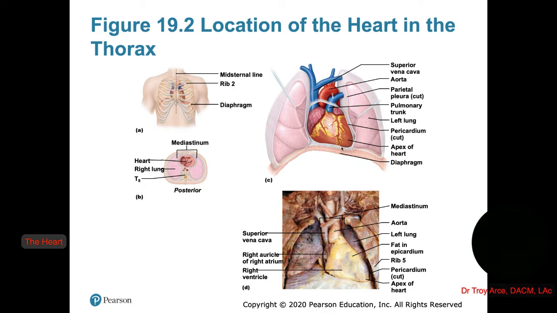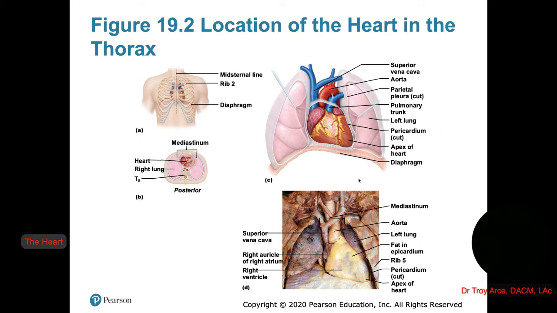As you can see down below, the autopsy picture shows the fat in the epicardium and the apex of the heart, again, resting on the diaphragm portion. The aorta comes out, the aortic arch. You can actually see your left lung and your right lung, your superior vena cava. And you can't really see your inferior vena cava. It's cut off right through there. But let's get on to the next slide.